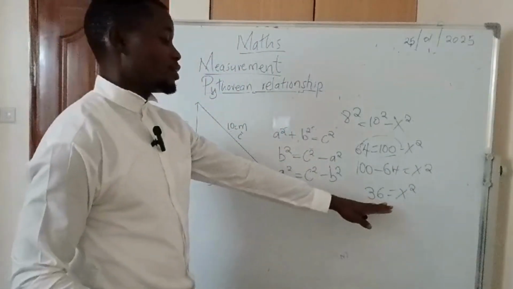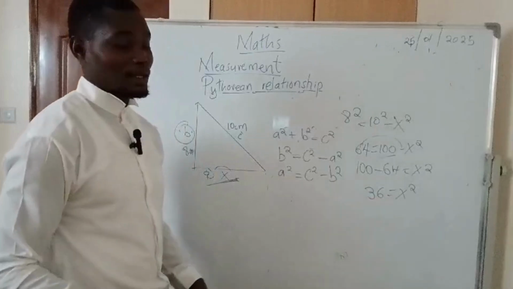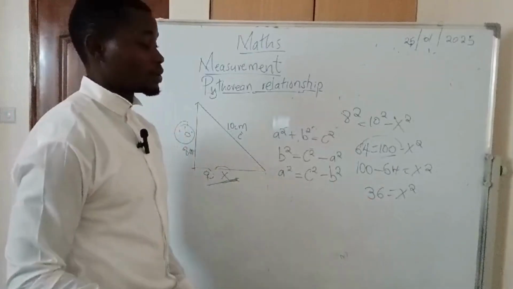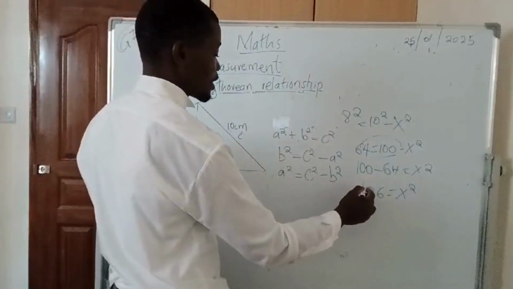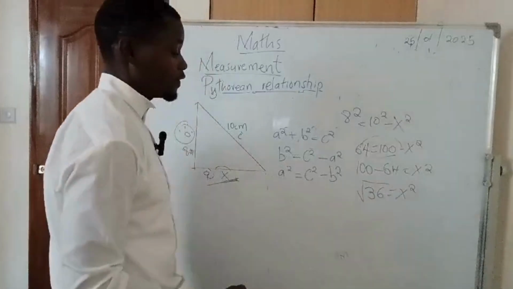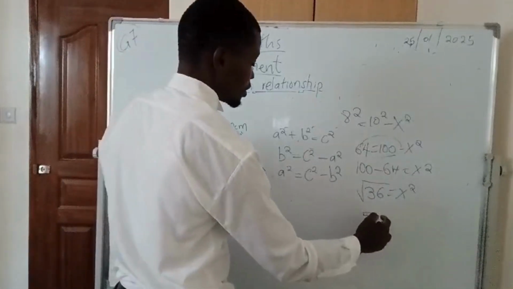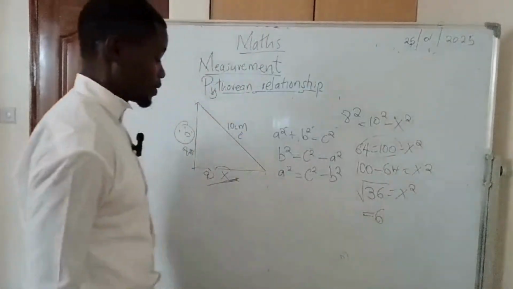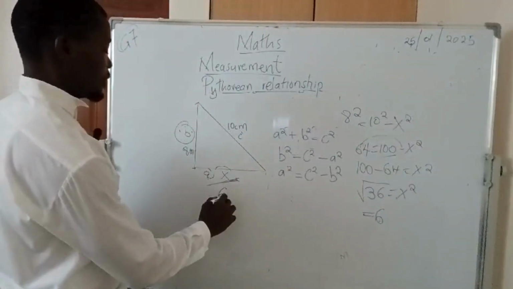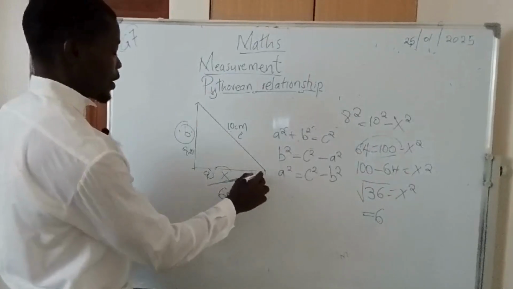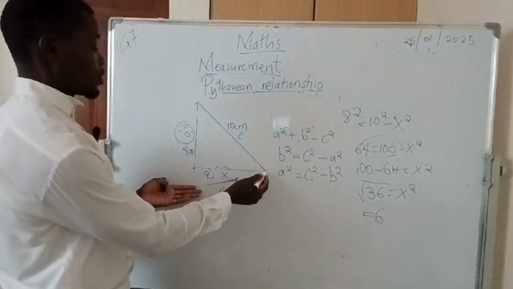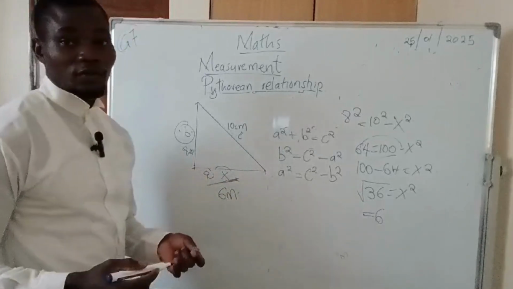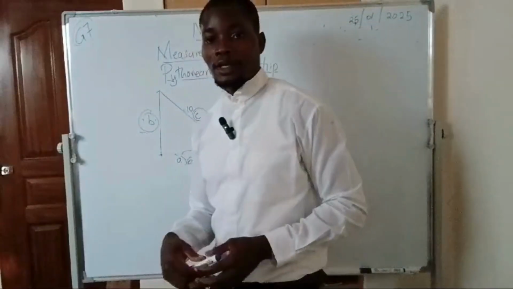Now, which number do we square to get 36? To answer that question is the same as asking yourself the square root of 36, which will definitely be 6. So this side here will be 6 meters, which is the base. That is how you calculate, suppose you are asked to find the base.